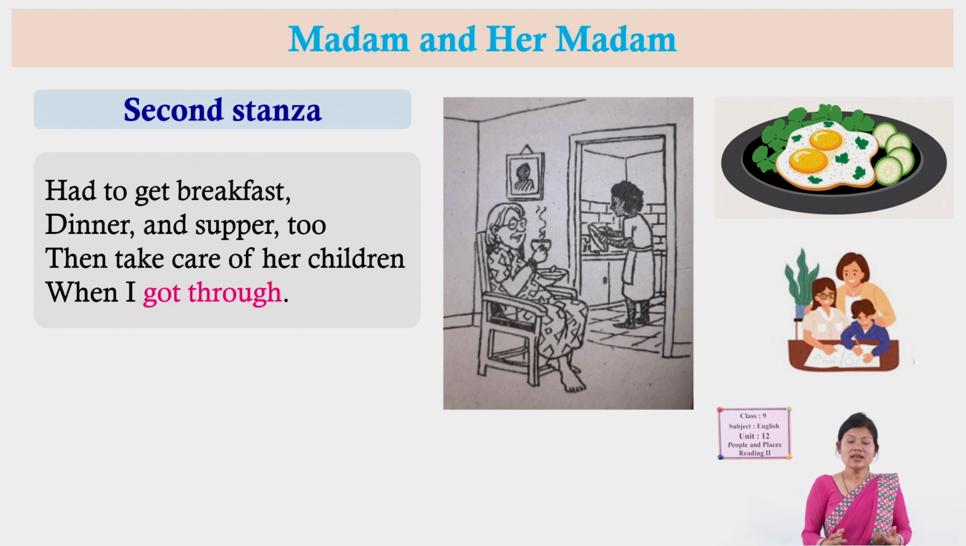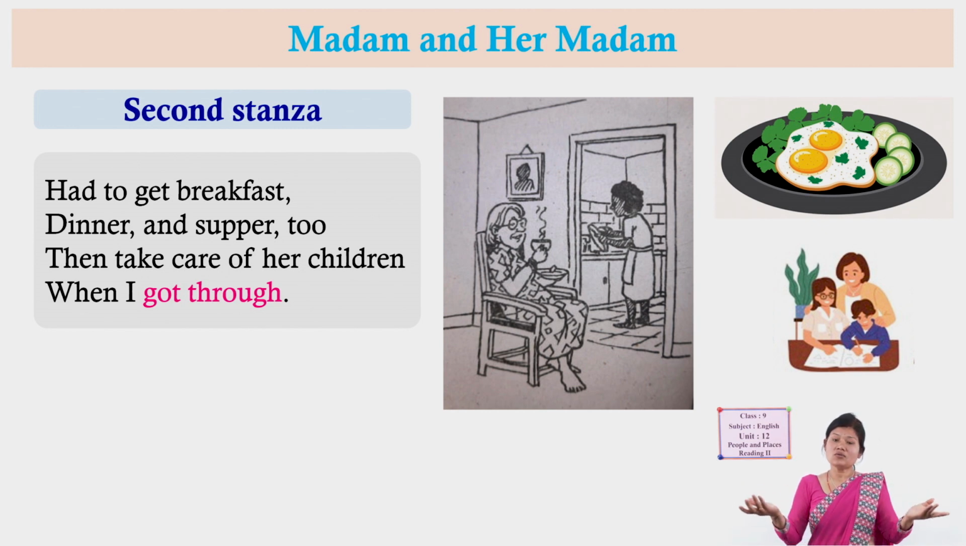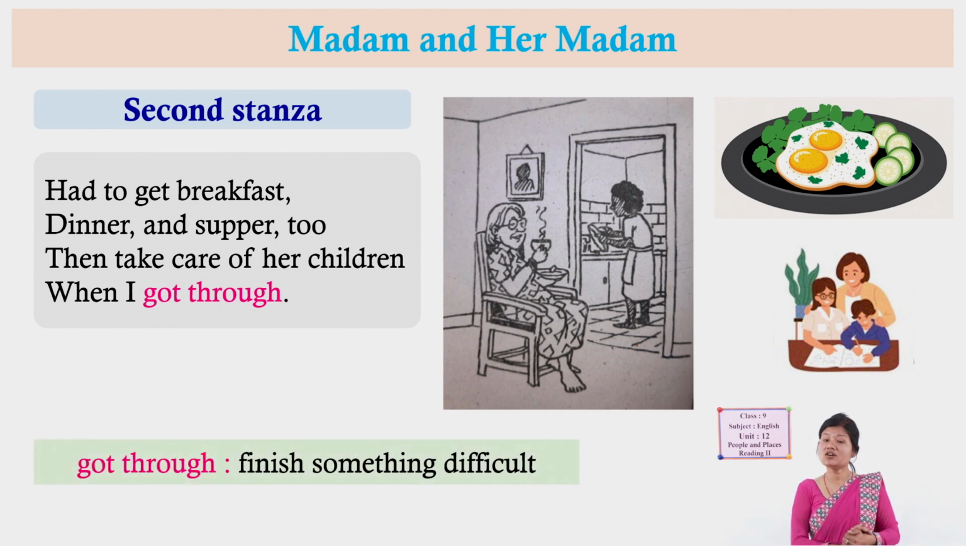Okay, when I got through, so she has to cook meals, and in between, after cooking, she also has to do other works like taking care of her children. So here is the list of works that have to be completed by the servant. So simply, got through. What's the meaning of got through, dear students? Yes, finish something difficult. Cooking food, cleaning the house, these are difficult tasks, and after completing those tasks, she doesn't get rest. She also has to take care of her children.